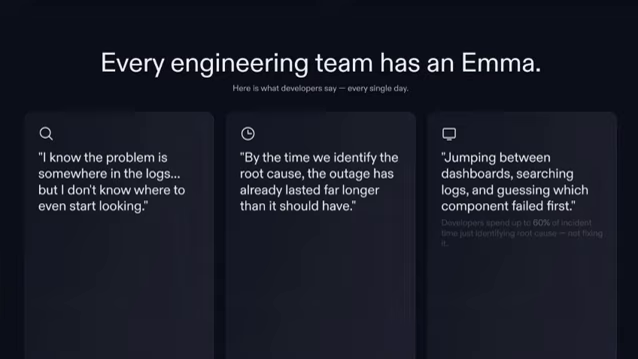Another common observation from DevOps teams is, "By the time we identify the root cause, the outage has already lasted longer than it should have." Engineers often spend hours correlating logs across multiple services, trying to figure out which event triggered the failure first.